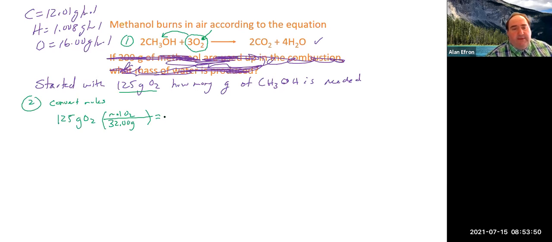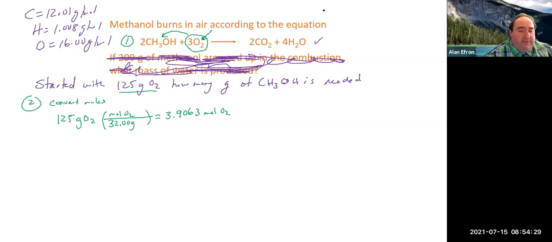And if we do that, we will end up with 125 divided by 32. You could do this all in one step, or you could get an answer like what I'm doing. I wouldn't round too much if you do get an answer, so you don't find yourself too far off. At this point, we have now gone to moles of O2. Again, we're not interested in O2. We are interested in methanol, so we need that relationship.